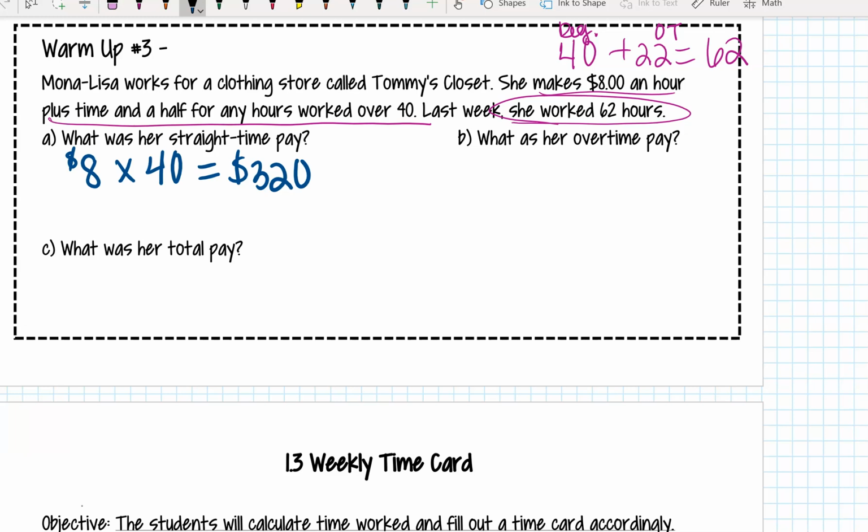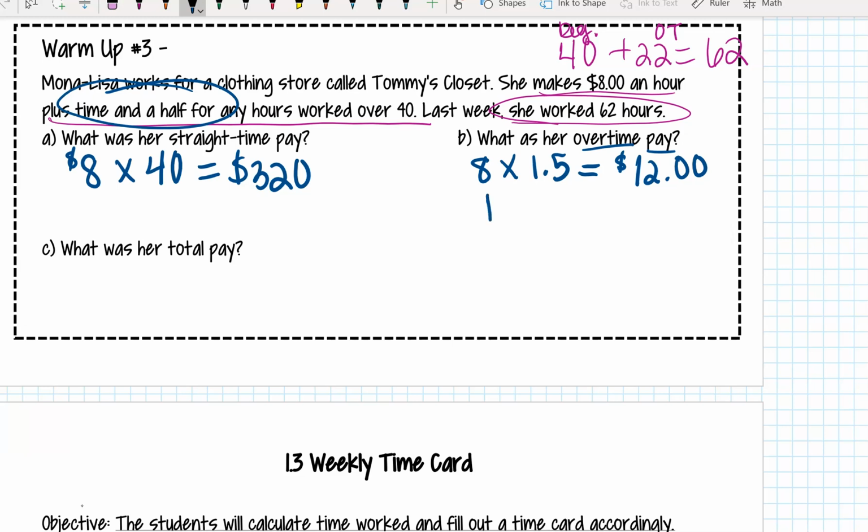Good. So for part B, we're trying to calculate overtime pay. So we already did the whole overtime hours, so it's one less thing we have to worry about. So what does she make for overtime? How do we find that? Steph? Where does the 1.5 come from? Your time and a half in the problem. Okay, so time and a half. So 8 times 1.5 gives you $12. So she earns $12 for every hour over 40.